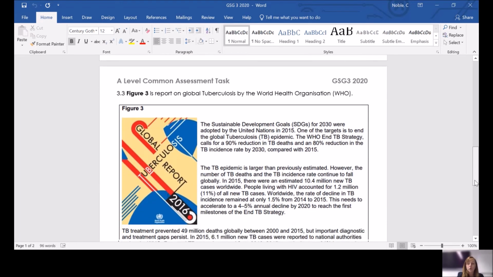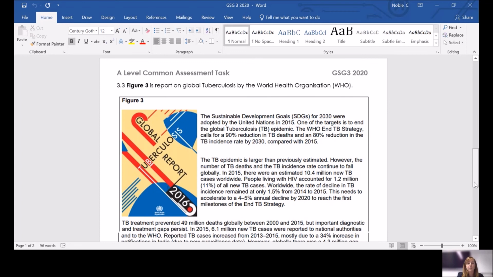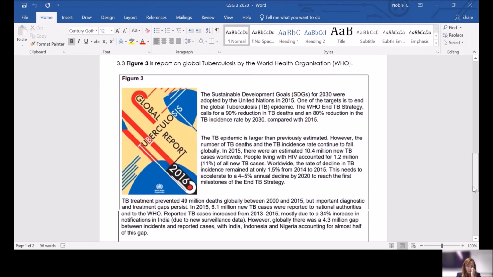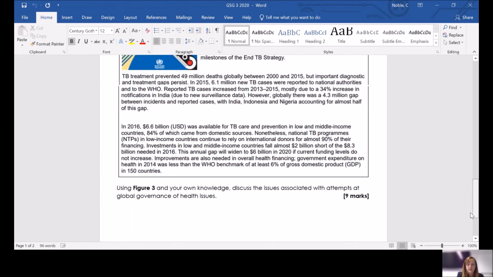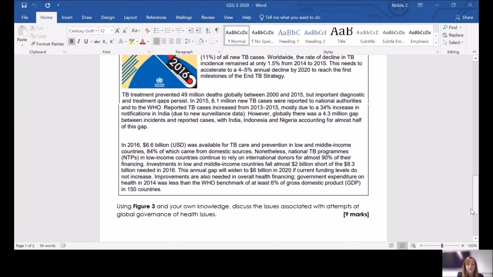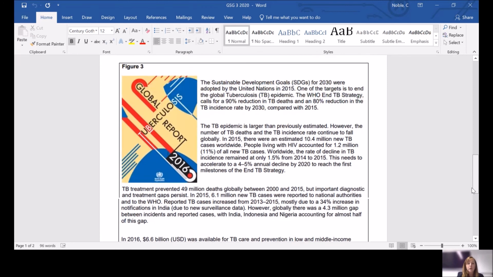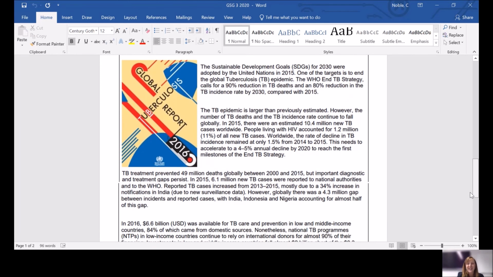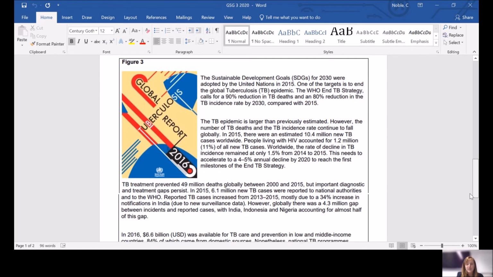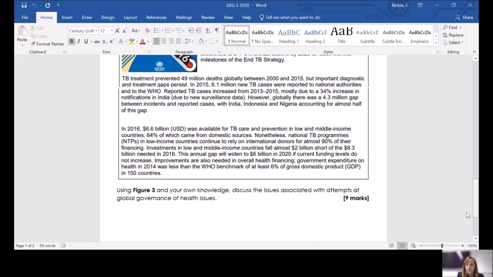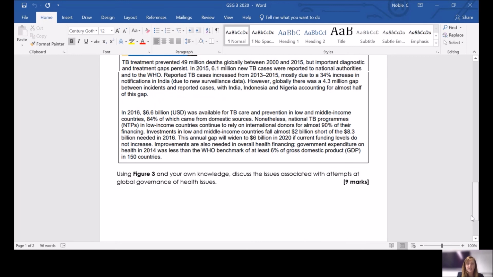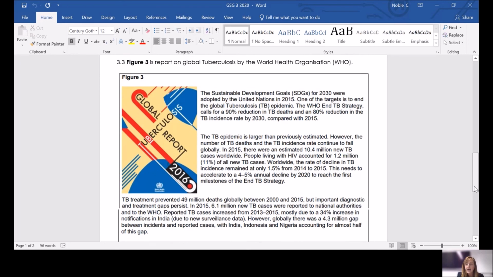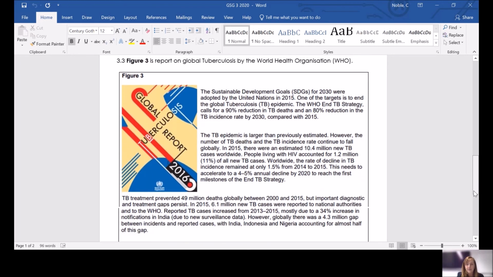The last question also involves a figure, but this time it's a report about global TB by the World Health Organization. And the question then asks you to discuss the issues associated with attempts at global governance of health issues. So you can use the resource that's on here, but also you need to be thinking about global health issues like COVID, and what your knowledge is of organizations like the World Health Organization, for example, in terms of managing and mitigating the impacts of that.